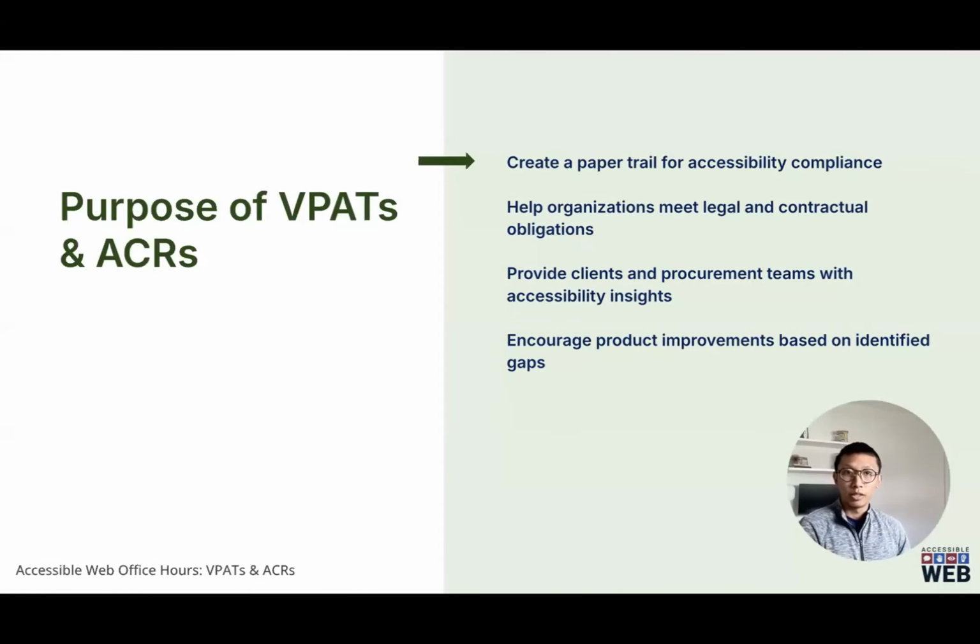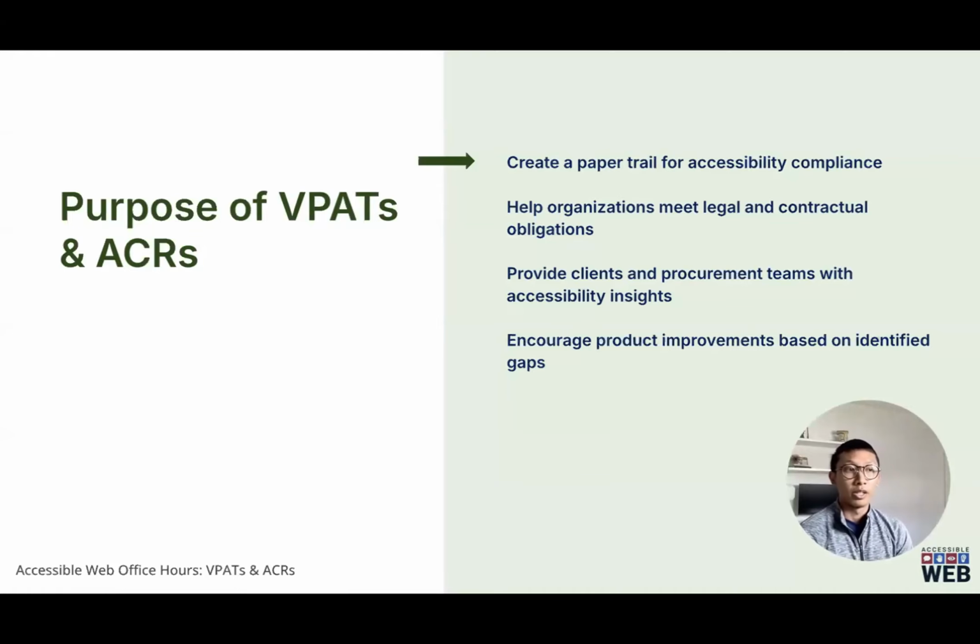So why are VPATs and ACRs important? Well, first, they create a paper trail for accessibility compliance. A VPAT or ACR serves as documented proof of how a product aligns with accessibility standards. This is essential for companies that need to show they have taken the necessary steps to make their product accessible. Second, these documents help organizations meet legal and contractual obligations. Many governments, educational institutions, and large enterprises require accessibility compliance as a part of their procurement policies. Without a completed ACR, a company may be unable to bid on contracts or to sell to these organizations.